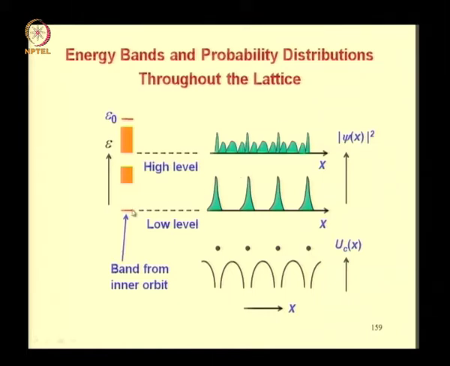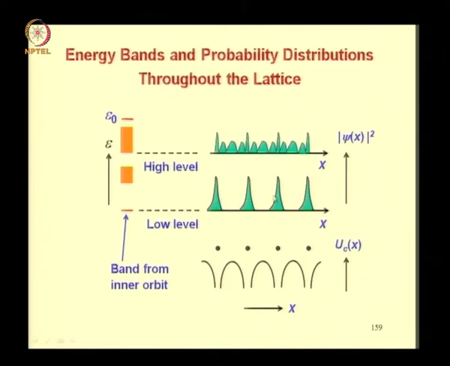Now if you take an energy level corresponding to a band from an inner orbit, that is, this is the crystal potential, and if you take an electron very close to the atomic core, this energy level corresponds to that kind of situation. For this energy level, the associated wave function gives rise to this kind of probability distribution, where the distribution reaches a peak at the location of the atom and rapidly decays to 0.